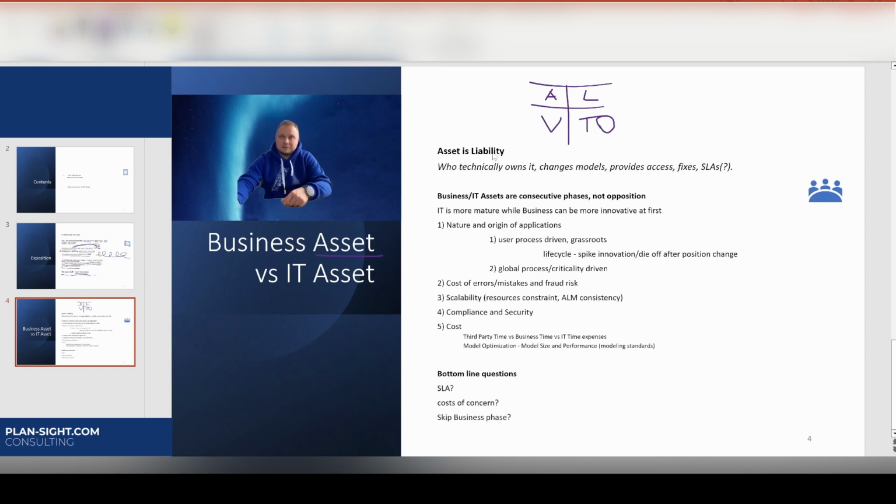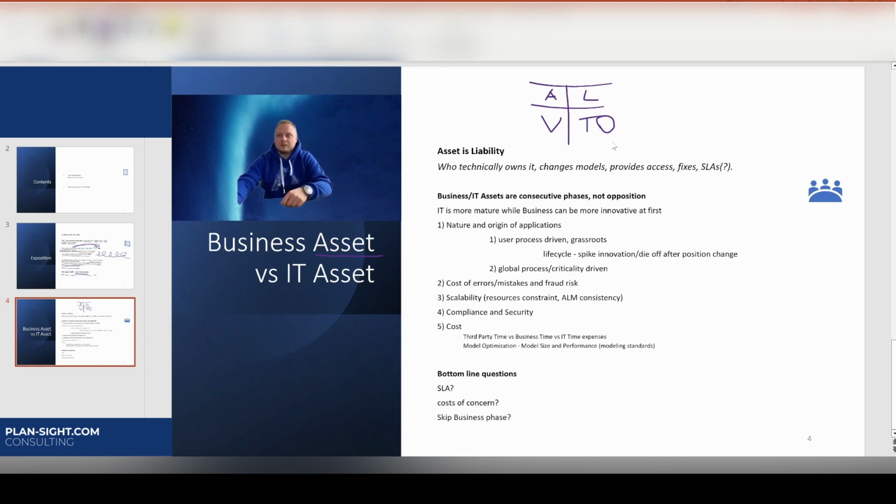So an asset isn't a liability, right? It's the other side of the coin. And by figuring out who technically owns it, who changes the models, who provides access, who delivers the fixes, any service level agreements that you want, that fixes happen fast, are we actually hitting the target in terms of having things resolved fast? This is all the hard parts of having an Anaplan application. And if you want to give all of this to your business, then that's like the easy answer.